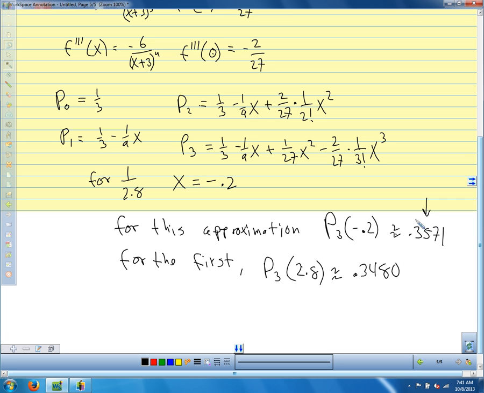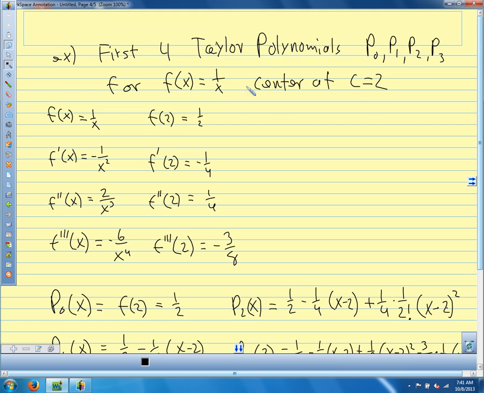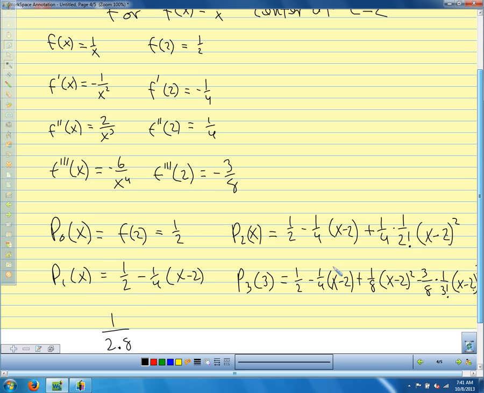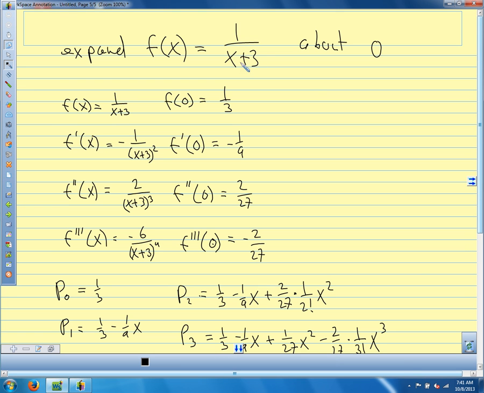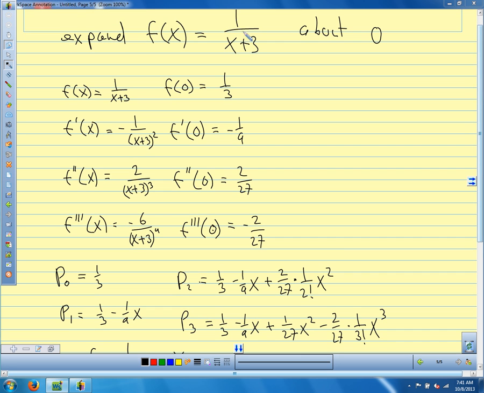We're hoping that the algorithm that our calculator uses is a good approximation. So this approximation is a little closer to the actual value of 1 over 2.8 than our first approximation, which was 1 over x centered at 2. So that tells us that maybe 2.8, that 0.8, is a little too far away to approximate with just three terms of our Taylor polynomial. The second one, expanded about 0, gives us a little better approximation because 2.8 is a little closer to 3.